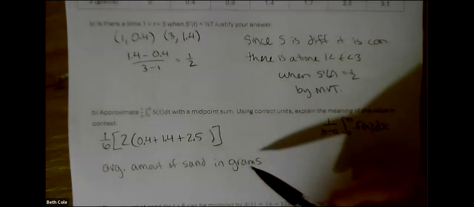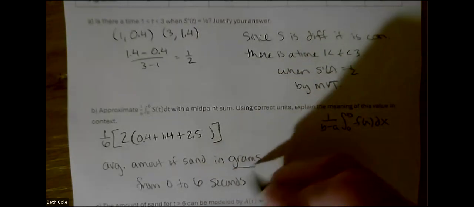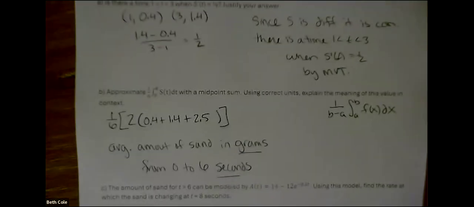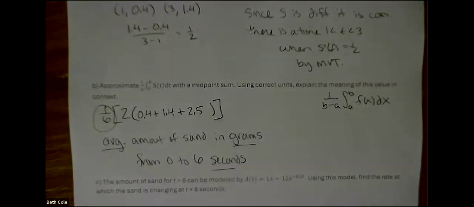So we're going to say it is the average amount of sand in grams, and I have to say that because it said using correct units. Average amount of sand in grams from, when was it? 0 to 6 seconds. So the grams and the seconds is your using correct units. Saying average is because of that 1/6. That's right there. All right, part C.